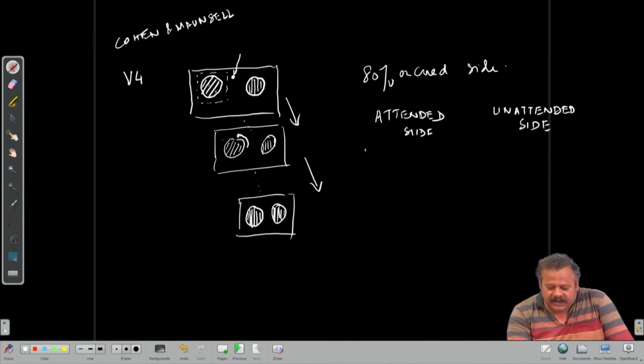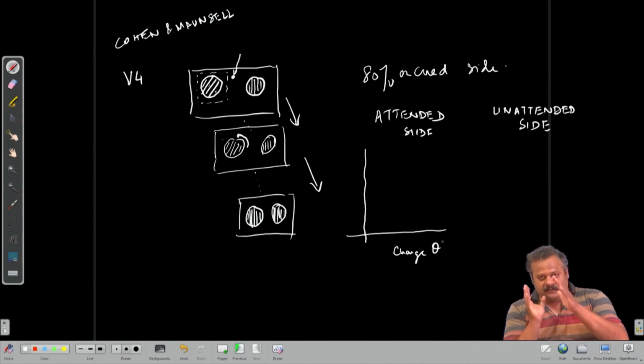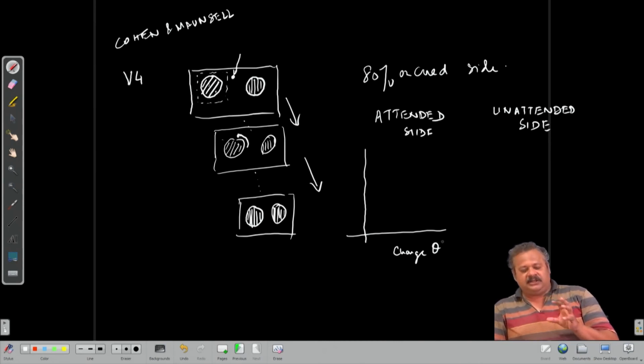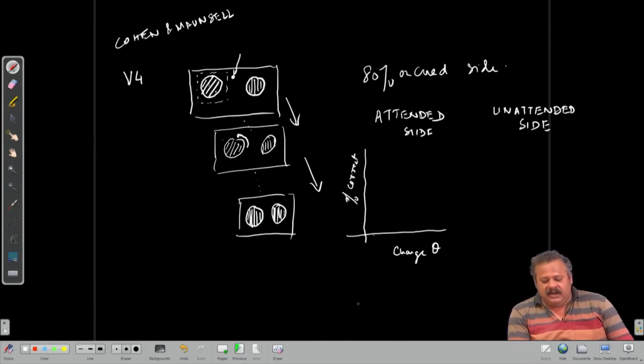Basically, on the cued side, if you look at the monkey's performance, this is the change in orientation, change in theta, orientation of the gratings, how much amount of change was happening. Obviously, the smaller the change, the more difficult the task is. So, percentage correct would be less on the left hand side and would be at chance level for very small orientation changes.